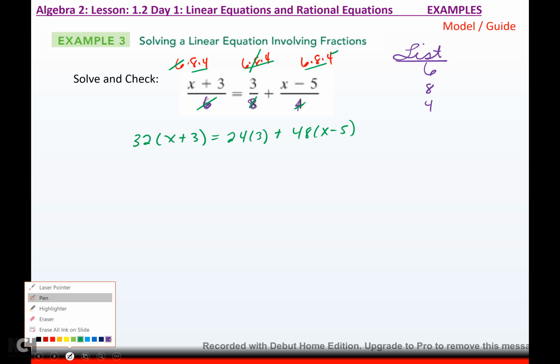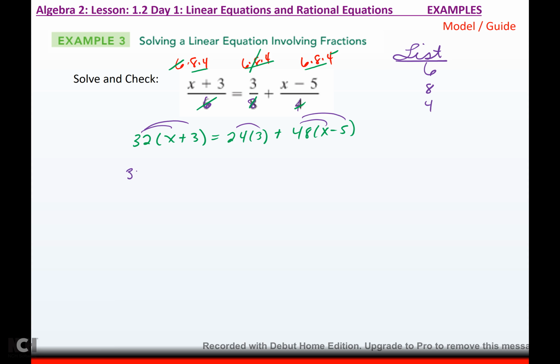Alright, so now to simplify, we're going to distribute, and then solve for x. So I have 32x plus 96 equals 72 plus 48x minus 240. Okay, so now I'm going to get my x's together on the same side, and I don't want to go negative, so, oh, I can combine those two terms. 72 minus 240. So here we have 48x minus 168 equals 32x plus 96.